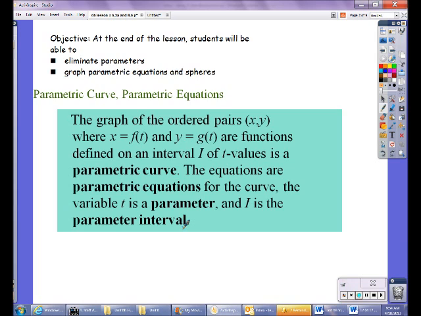The basic idea of parametrics is that parametric equations define x and y separately instead of putting them all in the same equation. And the variable that is defining x and y is t. That's called the parameter. So x and y are defined in terms of t. Calling something a parametric curve just means that's the graph of those two functions put together.